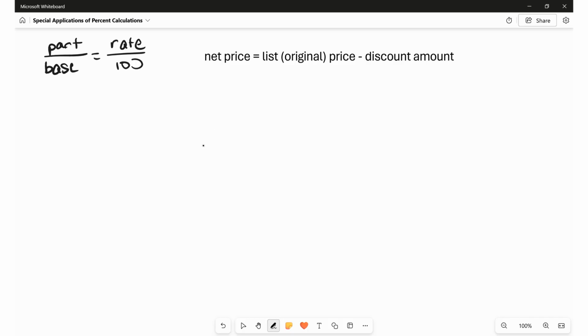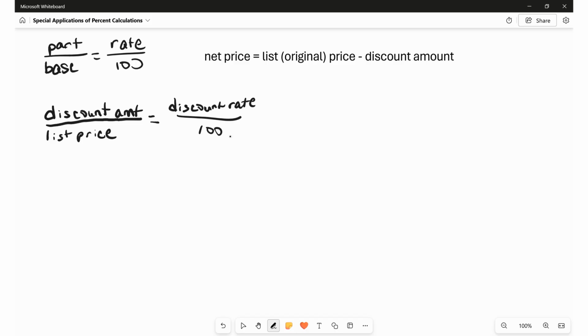So when we are considering part and base and rate and 100, we can also consider that the part is the discount amount and the base is the list price. And we still have the rate, but now we're going to call this the discount rate. And it's still over 100. So we're still dealing with the same formula. Nothing has changed. Absolutely nothing has changed.